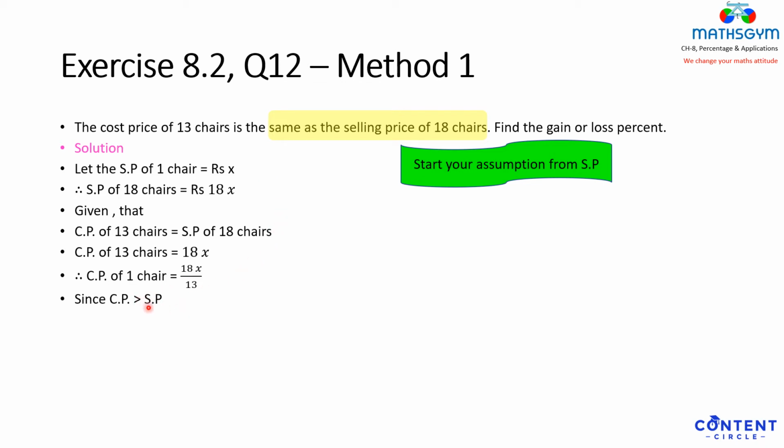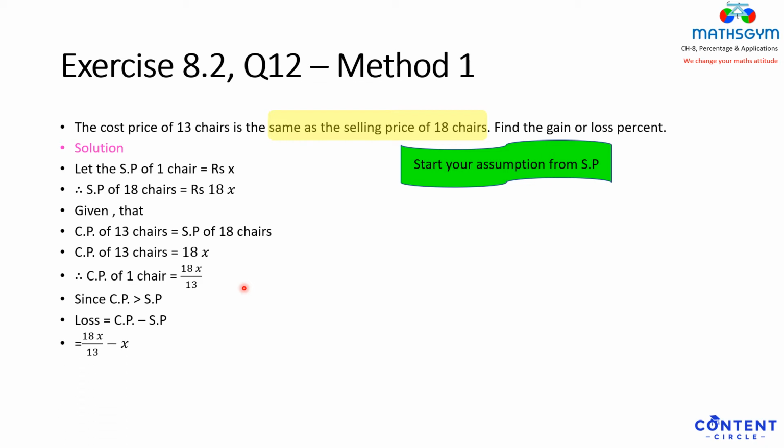Now why do we know that CP is greater than SP? Because CP of one chair is coming as 18x upon 13. Now this 18 upon 13 is going to be greater than 1 because the numerator is greater than the denominator. So we know that CP of one chair is greater than SP. So it means there is going to be a loss. So loss is equal to CP minus SP.